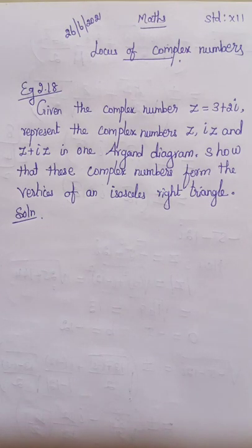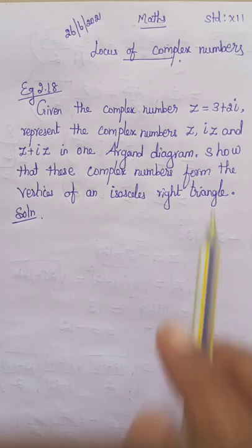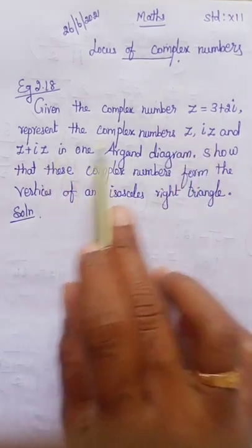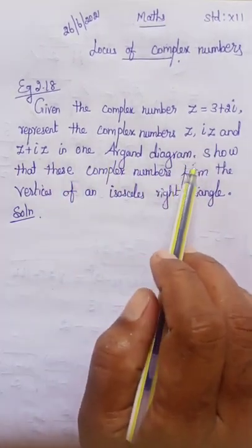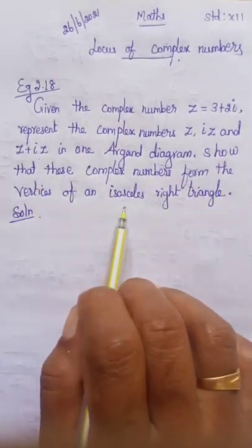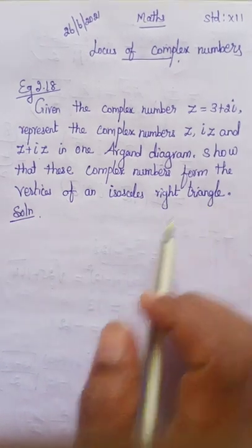Now here, example 2.18: given the complex number Z equals 3 plus 2i, represent the complex numbers Z, iZ and Z plus iZ in one Argand diagram. Argand diagram, what is that? Drawing the graph, keeping the x-axis as the real part and the y-axis as the imaginary part. So we have to find out iZ and Z plus iZ, and mark all these 3 points in the Argand diagram. After drawing that, show that these complex numbers form the vertices of an isosceles right triangle.